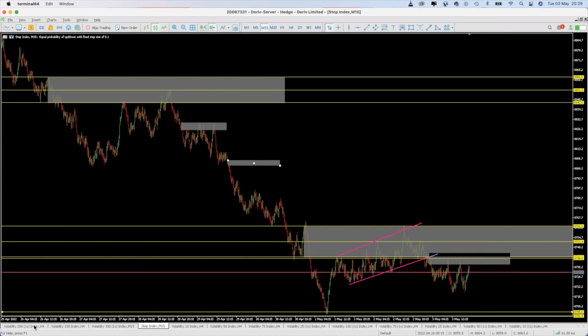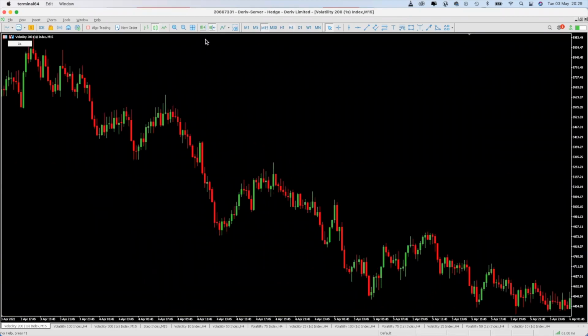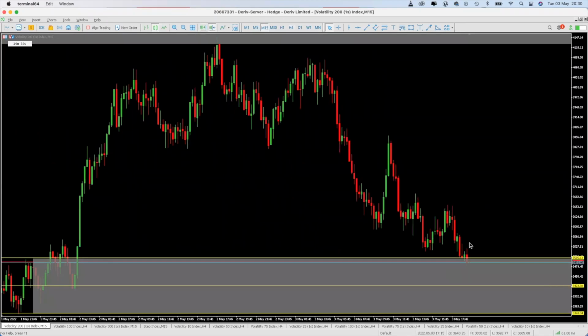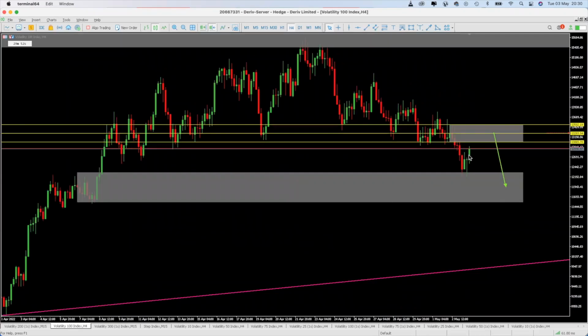And then we also have VIX 201S. You see, market is just getting inside of this order block. As soon as it touches here, I should be looking at the 15-minute time frame. As soon as price gets here and gives me some form of entry signal, I'm going to buy it. Then we have VIX 100 as well. It's approaching an order block. If I get a sell signal, I'm going to sell it. So you guys can see I'm doing the same thing over and over again.